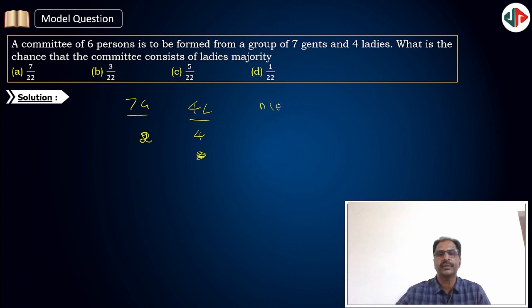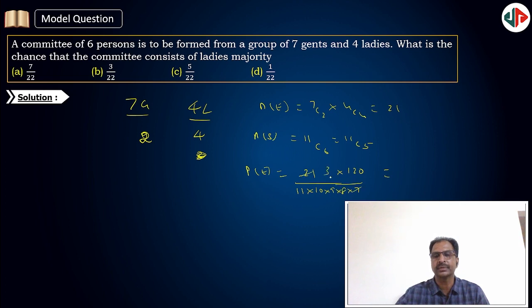So what is N of E? 7C2 into 4C4. 7C2 is 21, 4C4 is 1. And what will be N of S? Out of 11, you have to select 6, 11C6. So what is P of E? N of E by 11C6, 11C6 is same as 11C5. 11 into 10 into 9 into 8 into 7 by 5 factorial, which is 120.